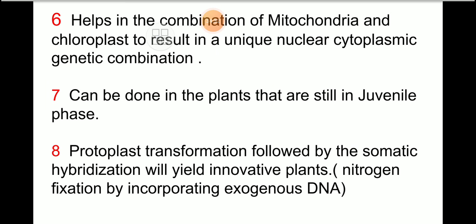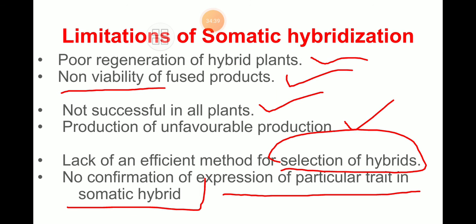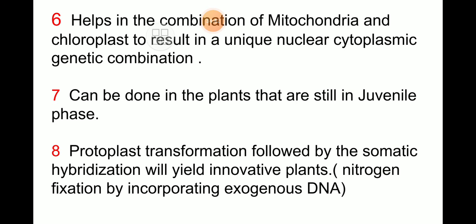Now it helps in the combination of mitochondria and chloroplast. We know that genes are present in mitochondria also. Some genes are present in chloroplast also. So when we fuse protoplasts from two different plants, definitely at that time there is a combination of mitochondria of A and B, a combination of chloroplastic genes from A and B varieties, and that could result in a unique nuclear cytoplasmic genetic combination. That is also possible with the help of this somatic hybridization technology or method.